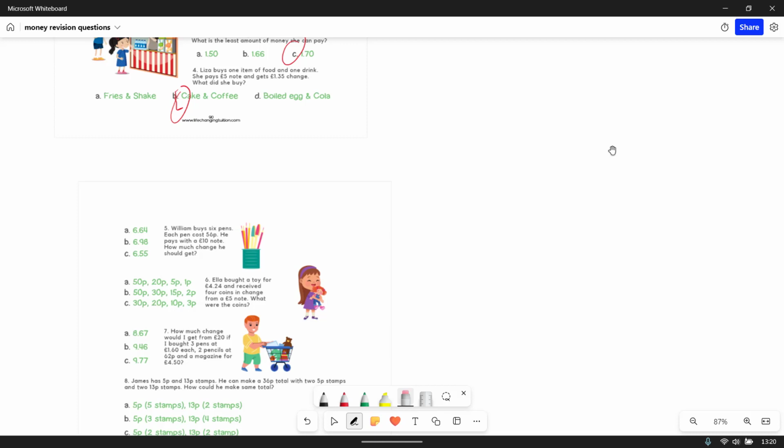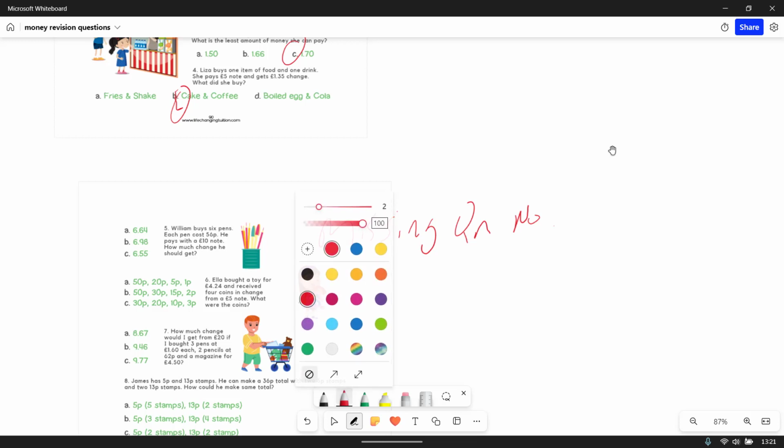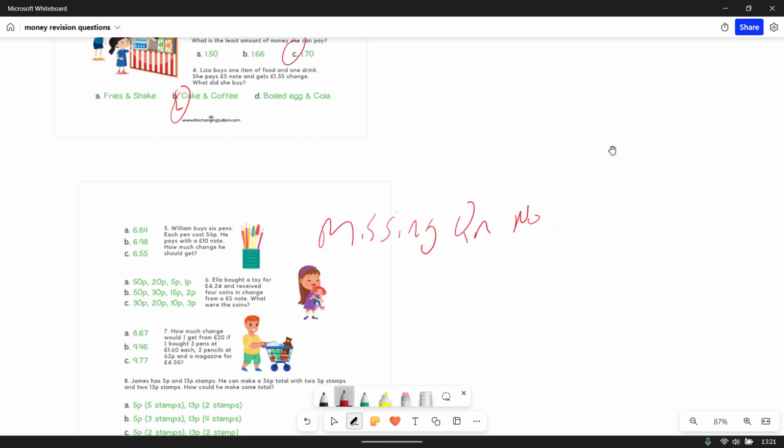Okay. So we've got here 5, 6. Oops, I'm missing numbers here, the question numbers. Hopefully that should be fixed in the new edition of the book. So 5, 6, 7.